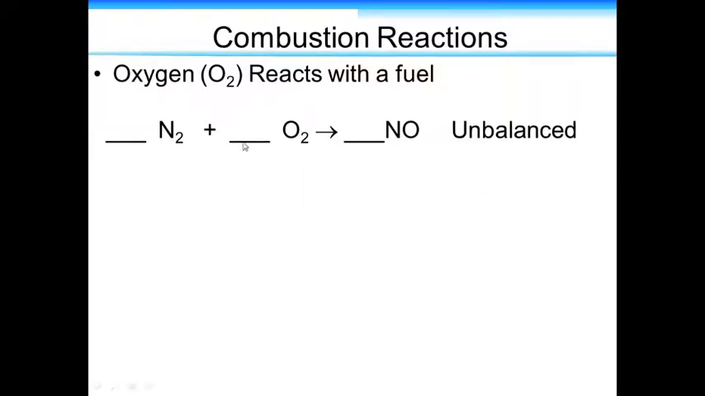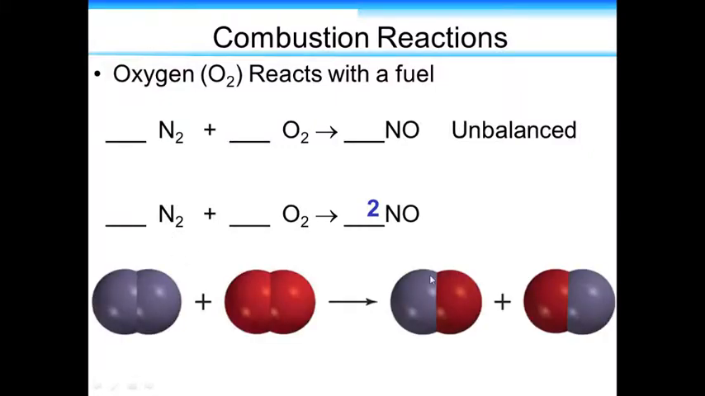In order to balance this, we would need to add a 2 in front of the nitrogen monoxide here. Now we have 2 oxygens, 2 oxygens. This number applies to everything in the molecule or compound it's next to. So now we have 2 oxygens, 2 nitrogens, 2 oxygens, 2 nitrogens. And now we can visually see that this equation is balanced.